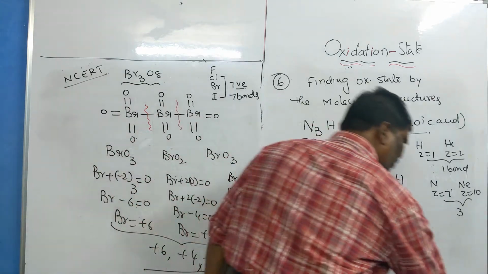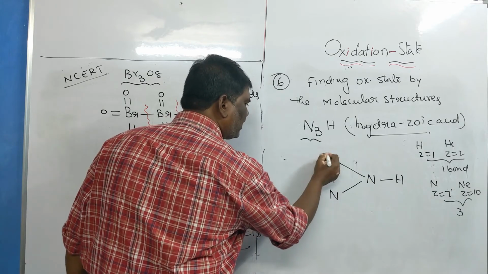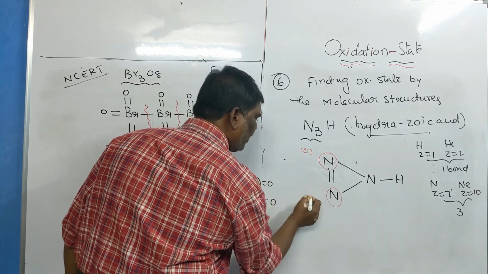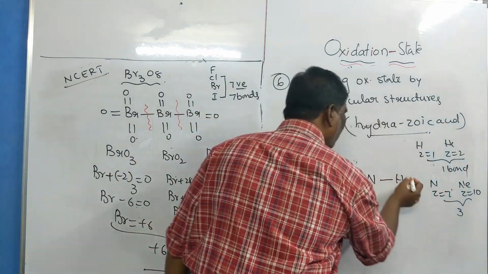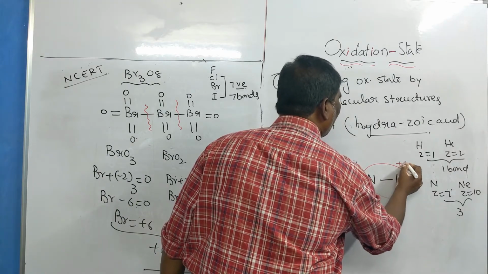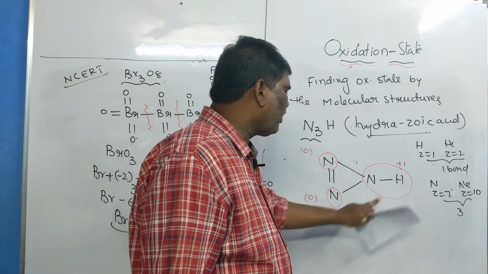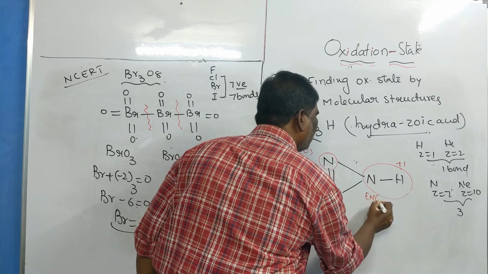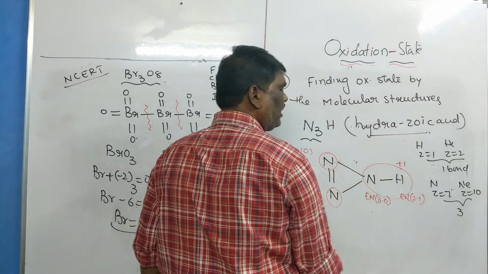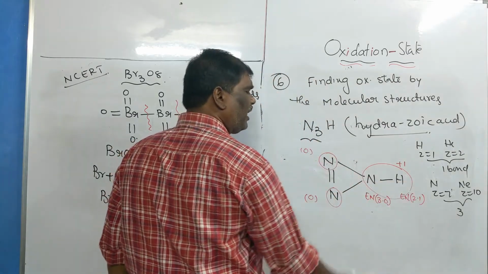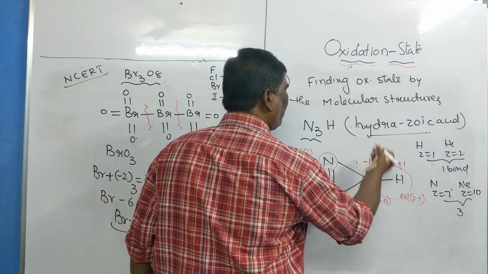I told you these two nitrogen atoms are having zero oxidation state because in between like atoms there is no unequal sharing. Whereas in case of this one, hydrogen is generally plus 1. For what reason? Electronegativity of hydrogen is 2.1, whereas electronegativity of nitrogen is 3.0. Hydrogen is having less electronegativity, nitrogen is having more electronegativity. So hydrogen is given plus 1, automatically this will get minus 1.